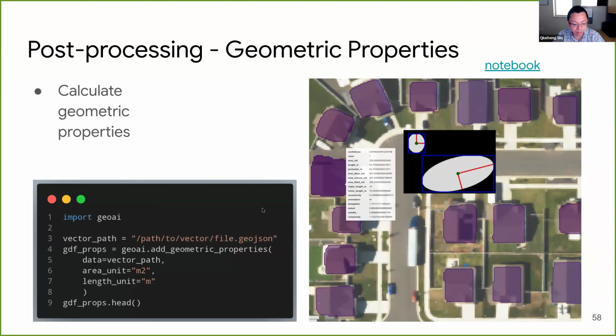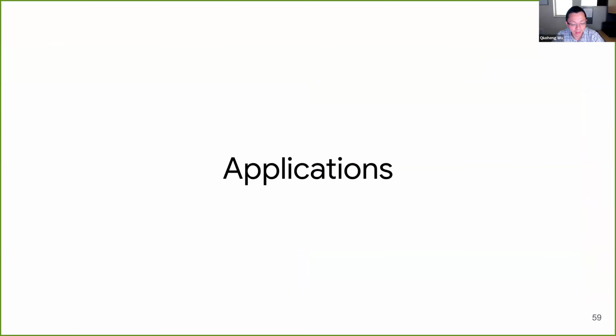For example, you want to know how many buildings are detected, what the size distributions of the buildings are, what the orientation is, or something like that. With just one line of code, you can add geometry properties to all the objects that you detected. This can be very useful to gain some insights directly from the outputs. So this is the process from downloading the data, visualizing the data, training the model, running the object detection, and then doing some post-processing.